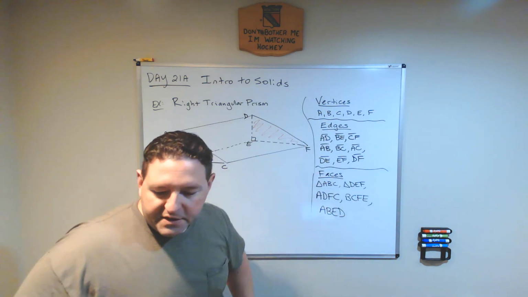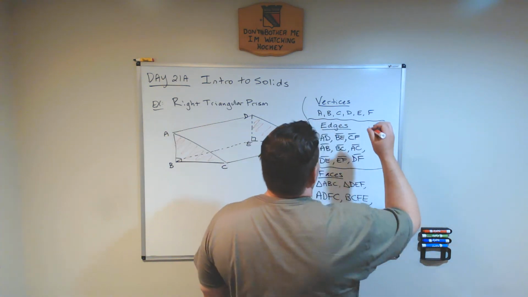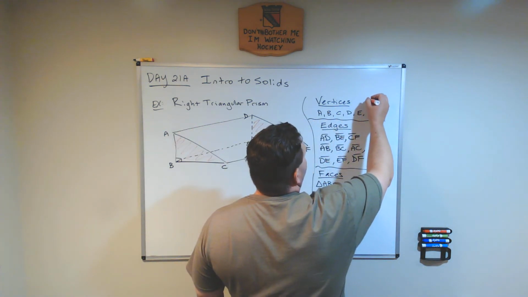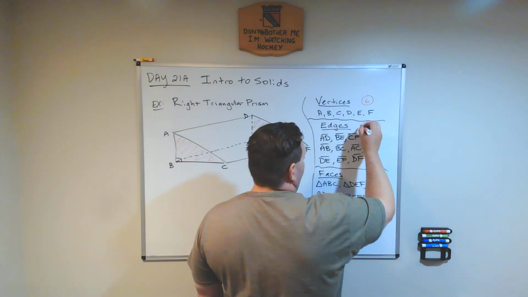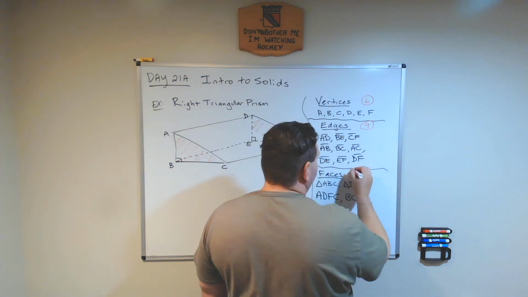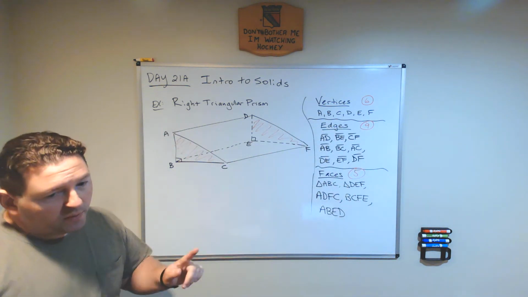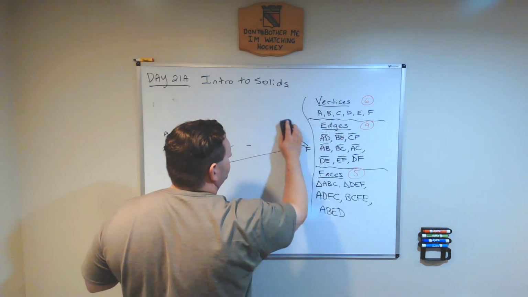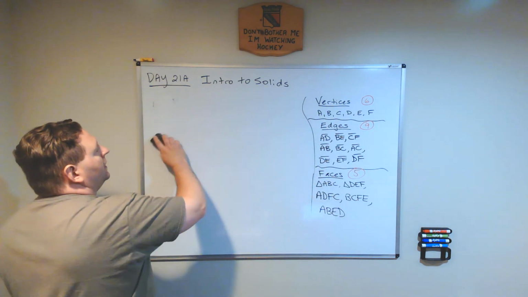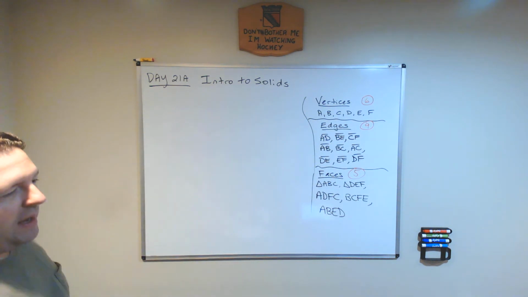Now I want to count these up. What do we have here? 6, 9 here, and we have 5 here. Now I'm going to leave that list there for a minute. We're going to do another one, so I'm going to erase this.